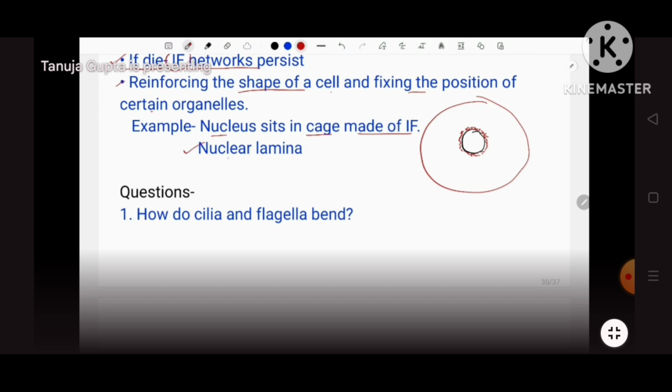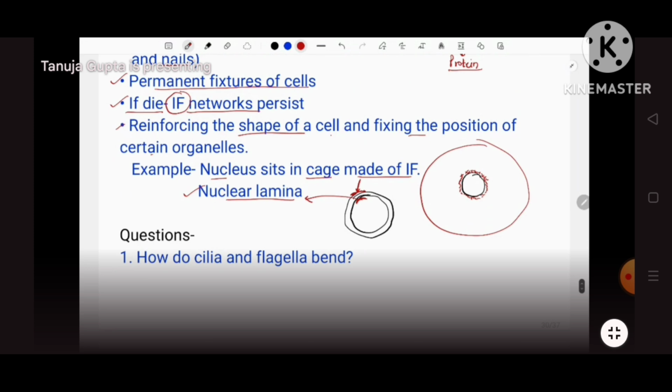As well as the nuclear lamina. You must be remembering the nuclear lamina. This is the nucleus, a double membrane structure. Inside this inner membrane is the nuclear lamina. It is also made up of IF. So the outside cage is made up of IF, and the inside as well. This is how the nuclear membrane is fixed at its place and maintains the shape of the organelle.